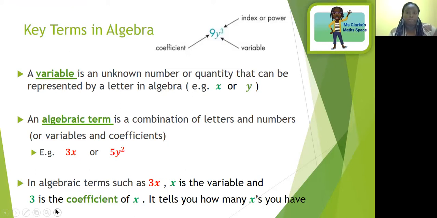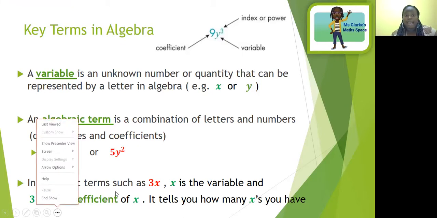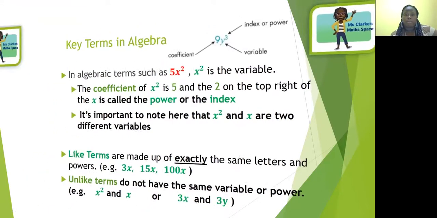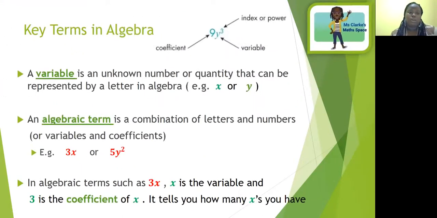In algebraic terms such as 3x, the x is the variable and the 3 is the coefficient of x. What the coefficient does is tell you how many x's you have. So 3x would mean that you have 3 x's, 3 sets of x. x plus x plus x would give you 3x.